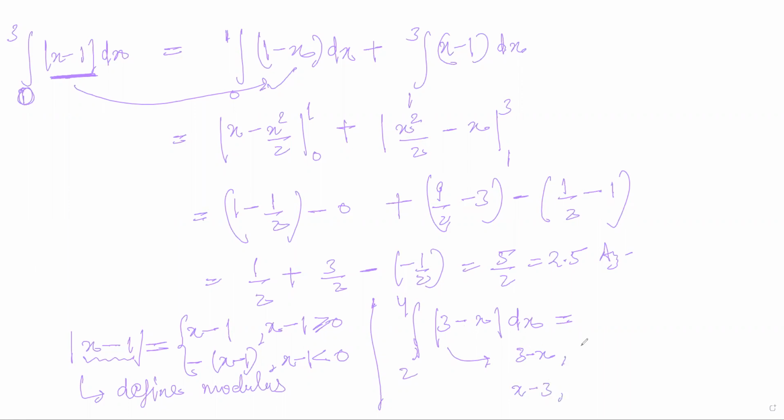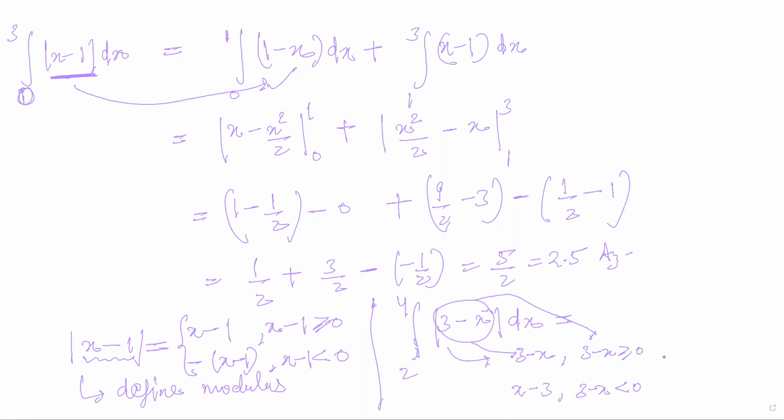When 3 minus x is positive, so the value inside it is positive or negative. If positive, the answer is the same. If negative, the answer is the negative of this part. That is, just change the sign.